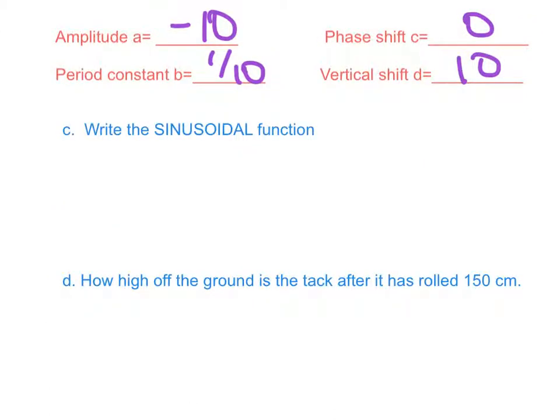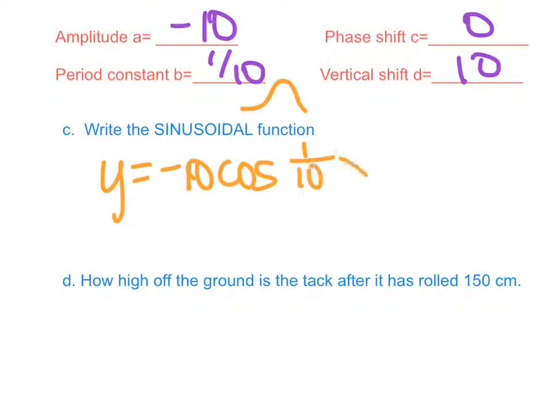On the last slide, we saw that my amplitude is negative 10, my period constant is 1/10, my phase shift is 0, my vertical shift is 10, and since this was an upside down cosine graph, my equation is going to be y equals negative 10 cosine of 1/10 x, and since I'm not moving anything right or left, I'm just going to leave it as x, plus 10.